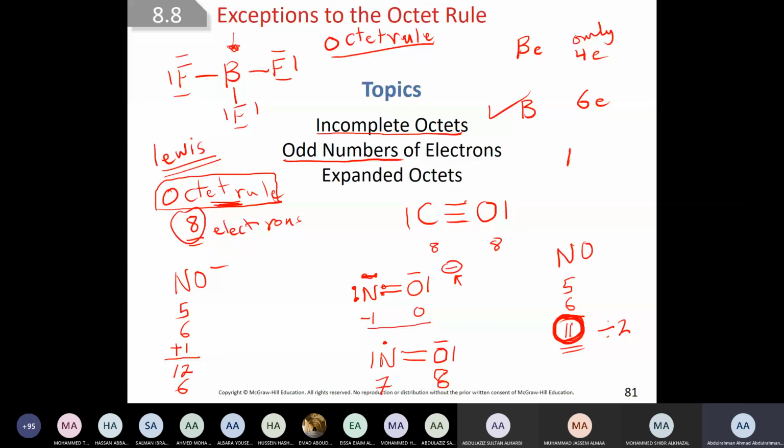Same thing with BeF2. If you have the structure, this is the structure for BeF2. Again, how many electrons around the fluorine? 8. And the other fluorine, 8. How about Be? 4. Only 4. Is this acceptable? It is acceptable. Yes. What do we call these 2? We call them incomplete octet. Incomplete octet. Is this clear?